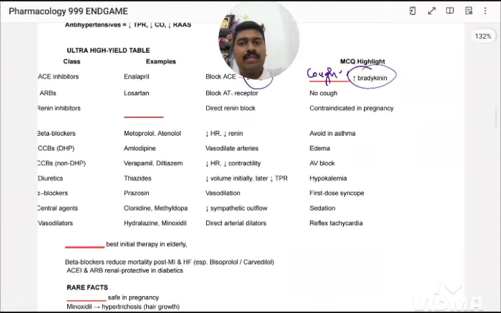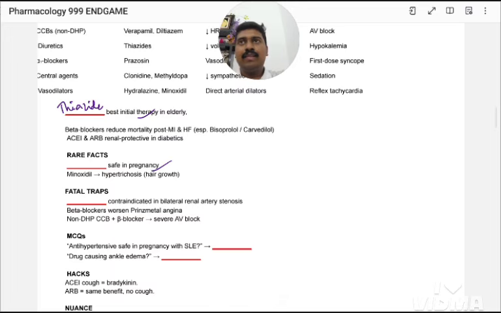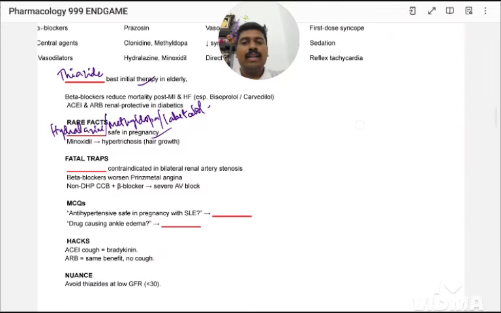Next, renin inhibitors. What is the example for renin inhibitors? Yes, it is aliskiren. Next, which is the best initial therapy for hypertension in adults? It is thiazide diuretics. Next, which drugs are safe in pregnancy? Hydralazine is safe, methyl dopa is safe, and you have labetalol also. Next, which is contraindicated in bilateral renal artery stenosis? Yes, very good, it is ACE inhibitors. Which are the ACE inhibitors? Captopril, enalapril, ramipril, and whatever prils are there.